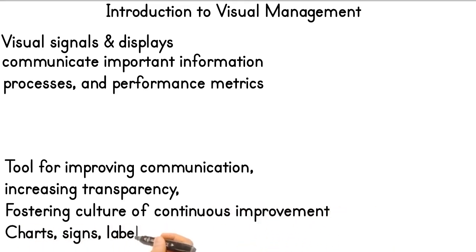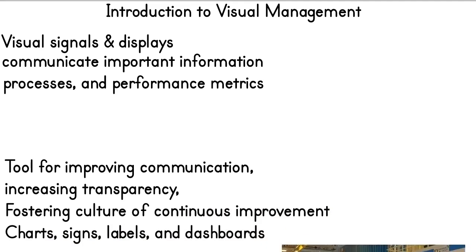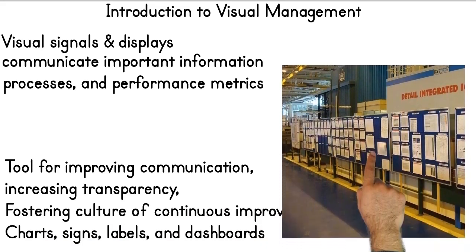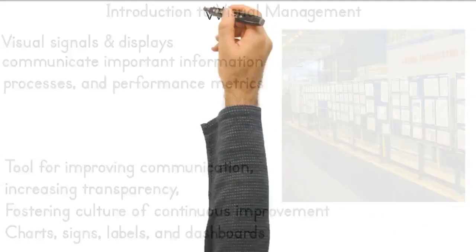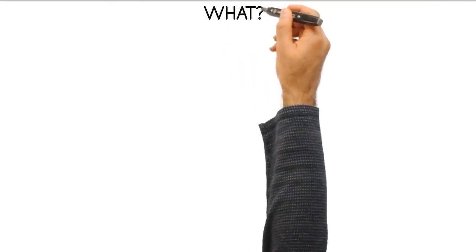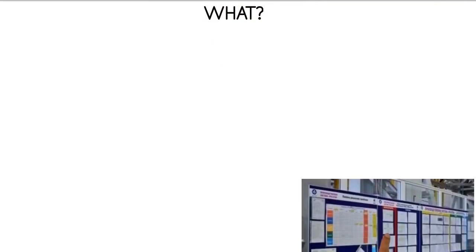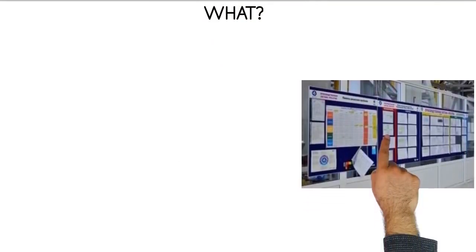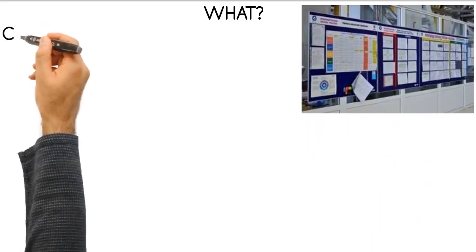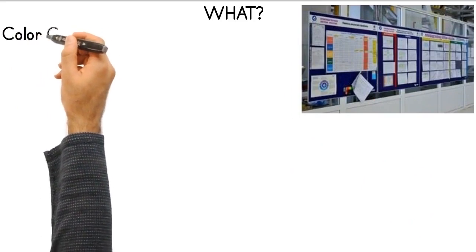and maintain smooth workflows. It is a core concept in lean manufacturing, workplace organization, and operational efficiency. What is visual management? Visual management is a system that uses visuals, such as charts, graphs, signs, labels, color coding, and displays, to communicate important information, track progress, and manage processes.